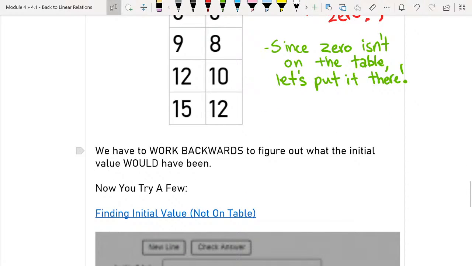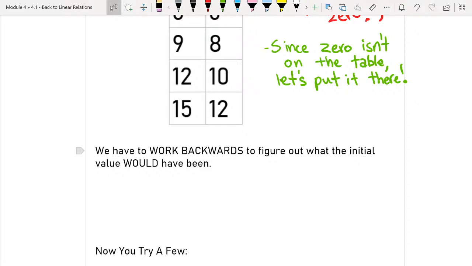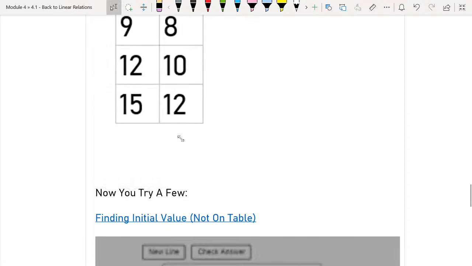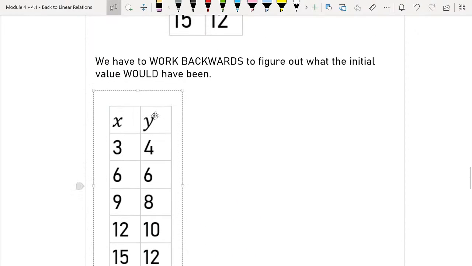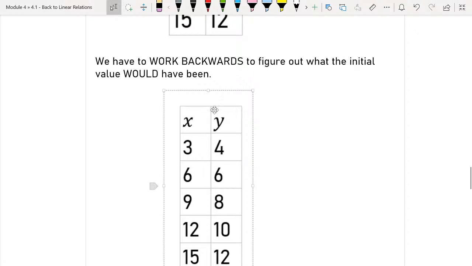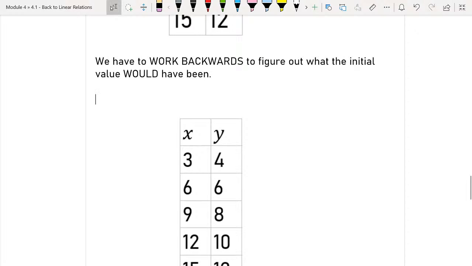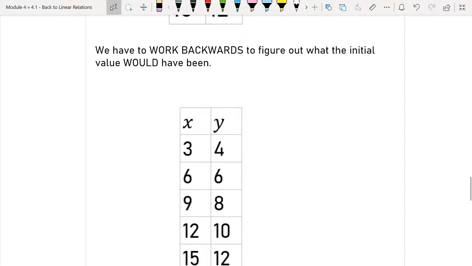And what we have to do is we have to work backwards. Wow, that's a big old picture. We have to work backwards, and since 0 isn't on the table, we need to say, well, if 0 were on the table, what would it look like? So I kind of like to think, okay, there are my x's, there are my y's, and the thing I wish were on this table were 0 here. Because if 0 were here on the table, then I would know what the initial value is, because that would be the spot where the initial value is.